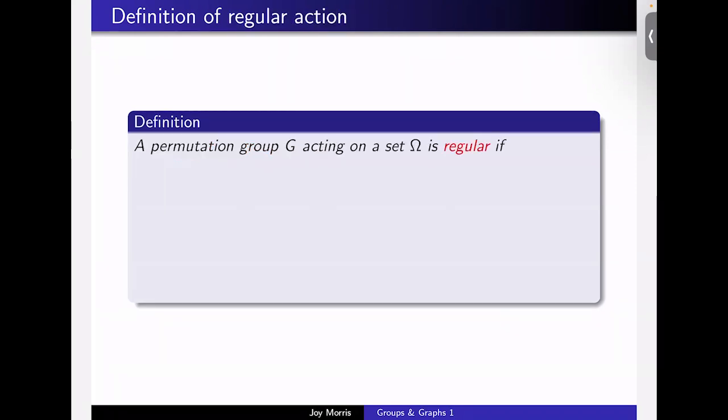So a permutation group acting on a set is said to be regular if for any two elements of the set omega on which the group is acting, there is a unique element of the group that maps one to the other. So a regular action has to be transitive. We've already seen transitive action, but it's sharply transitive. We have a unique element taking any element of the set to any other element of the set.